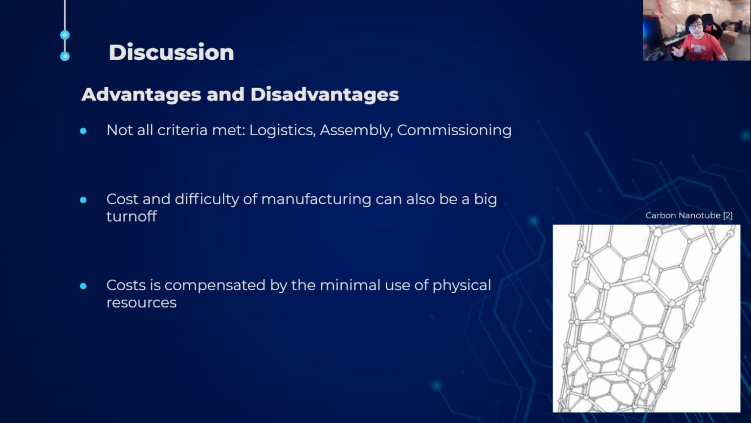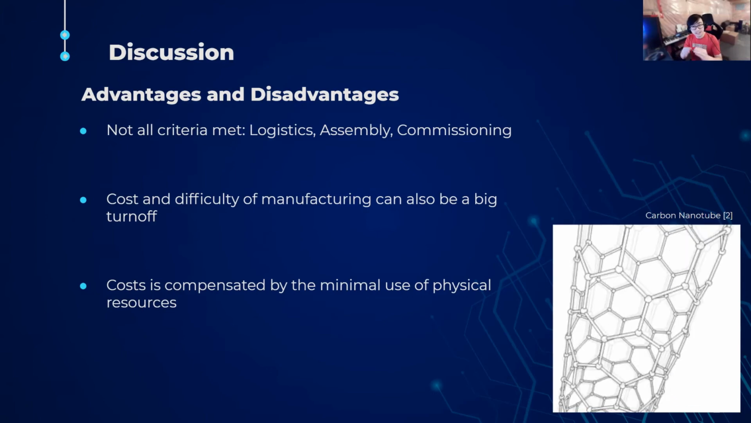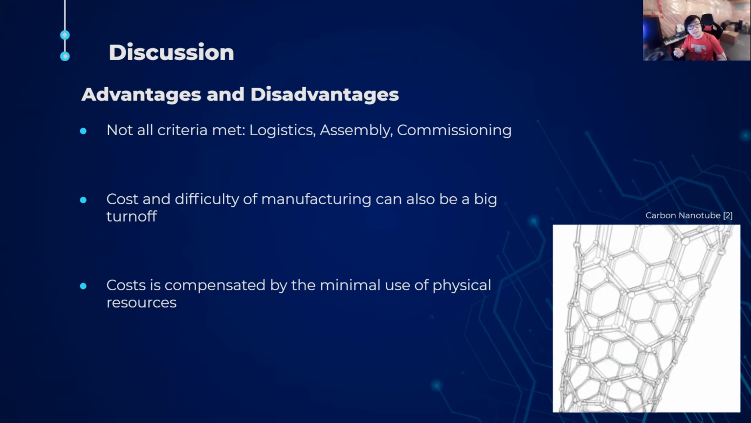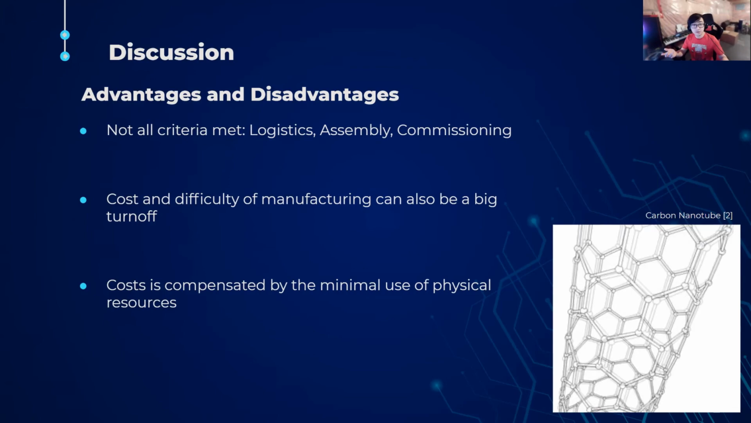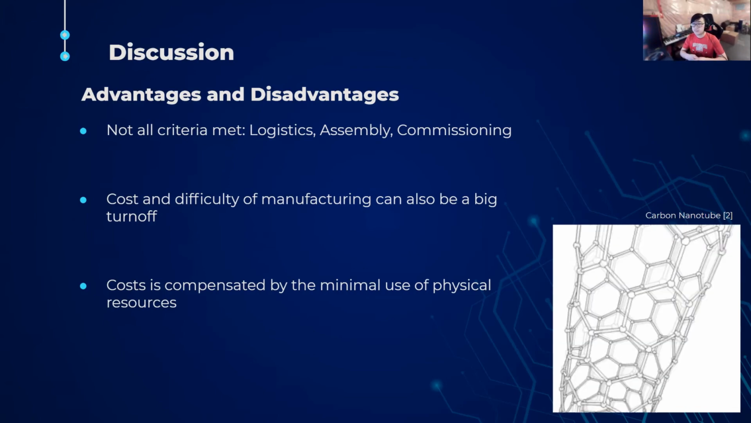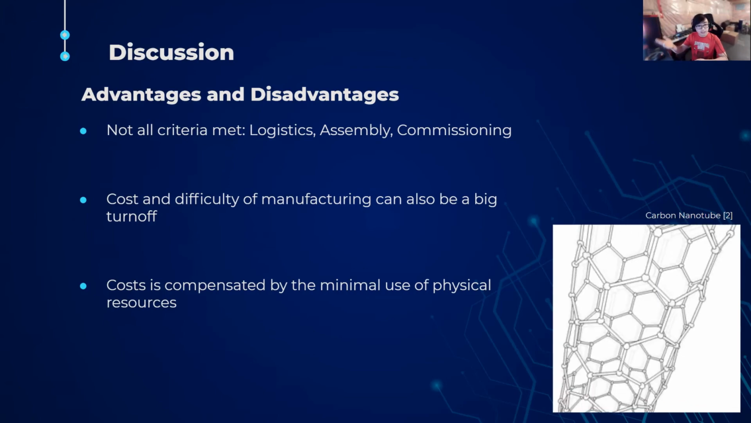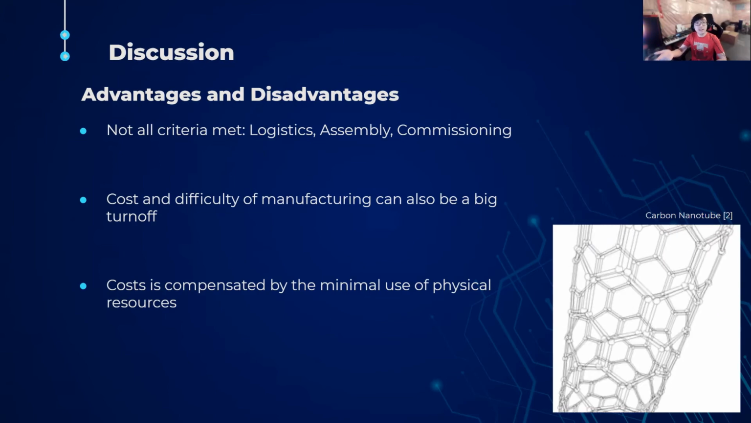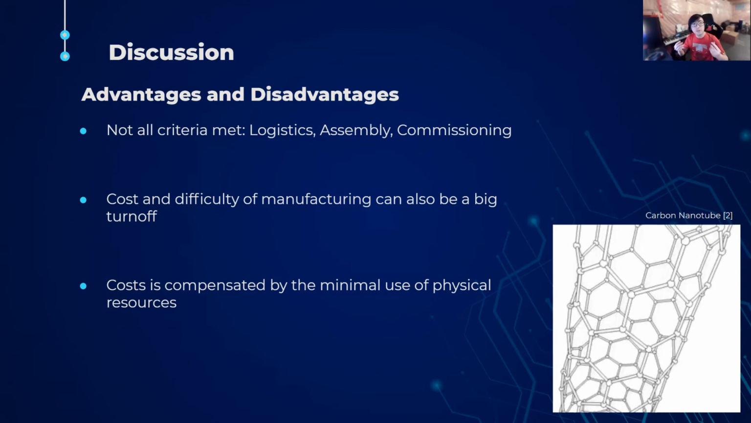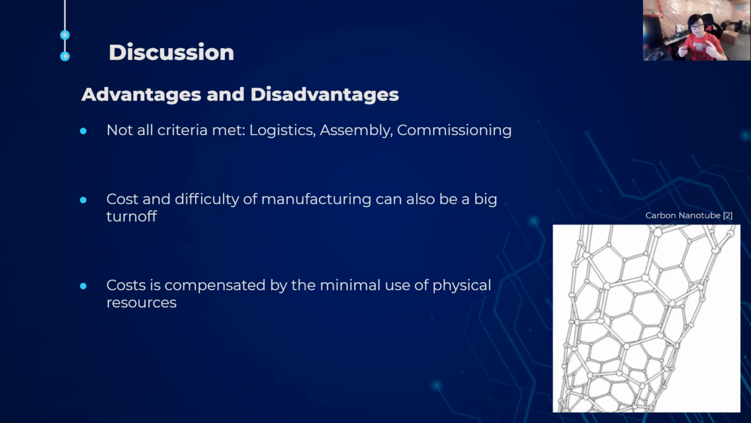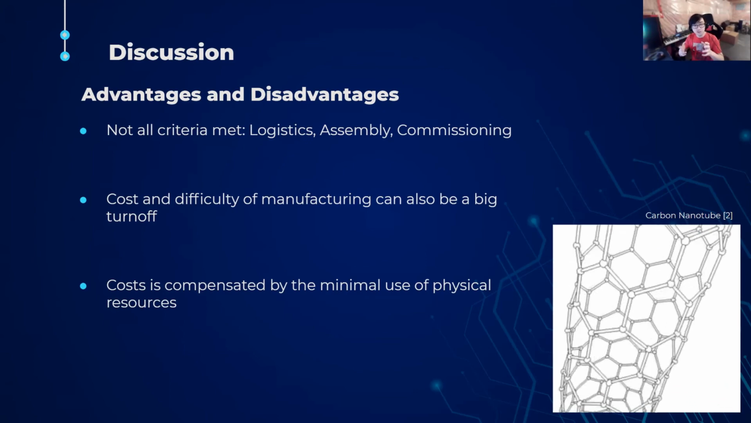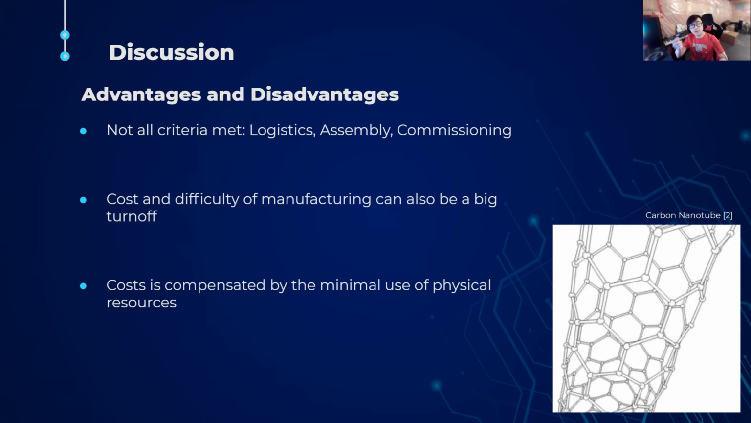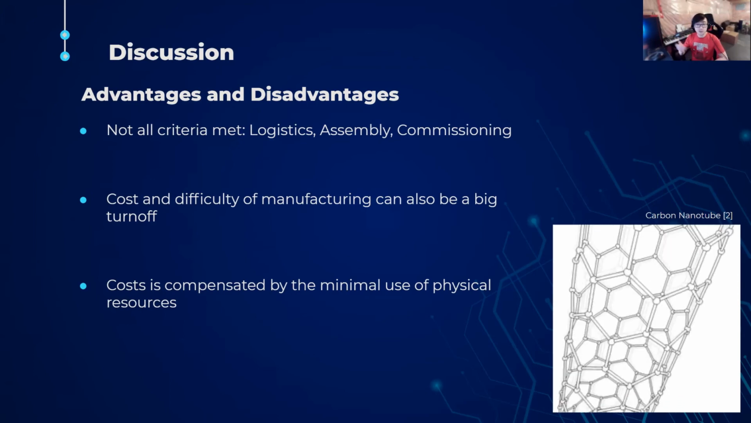As the technology and therefore the materials are on a nanoscale, the difficulty in manufacturing costs can be compensated by the minimal use of physical resources. For example, carbon nanotubes are a type of nanotechnology utilizing carbon atoms in a hexagonal formation to form a tube. This allows for a very strong structure, yet with a minimal amount of resources used, in this case, carbon.